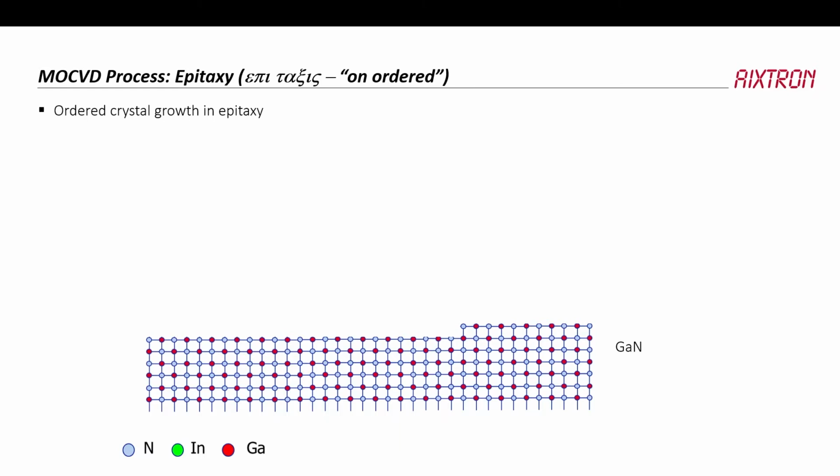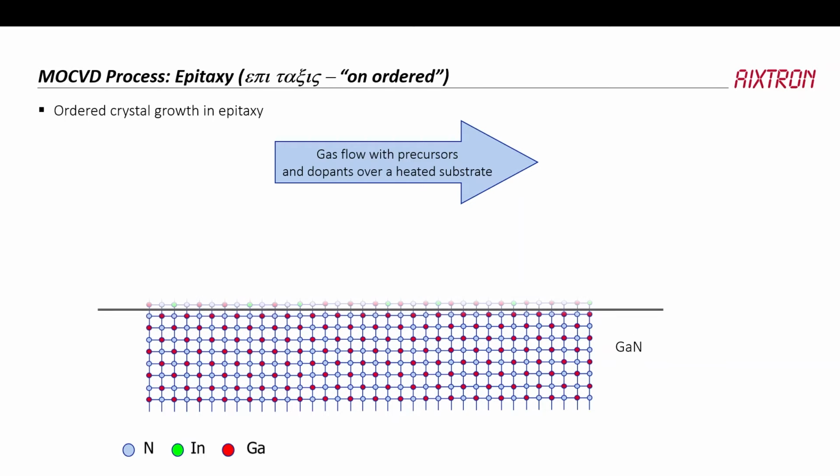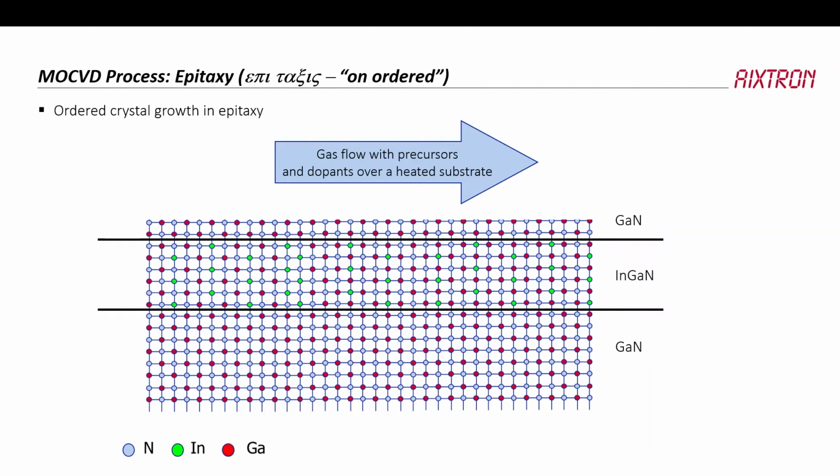And the way we do this, obviously, is by MOCVD, or epitaxy, and we have a gas flow with precursors and dopants over a heated substrate, and then this crystal will continue to grow. And by changing the constituents in the gas phase, we are able to change the composition. Everybody knows indium is a green atom, so you can see these nice green atoms in here, and this would be a quantum well of a size of, let's say, 5 to 6 nanometers.